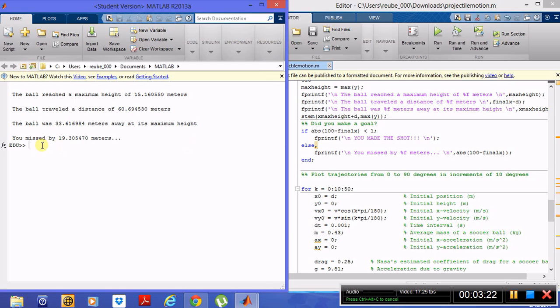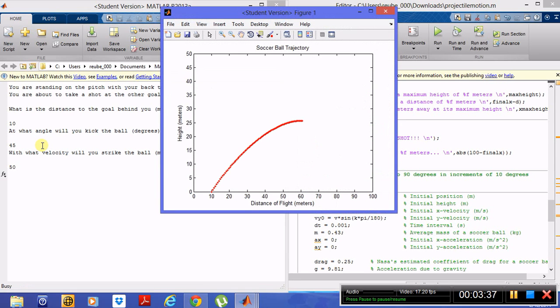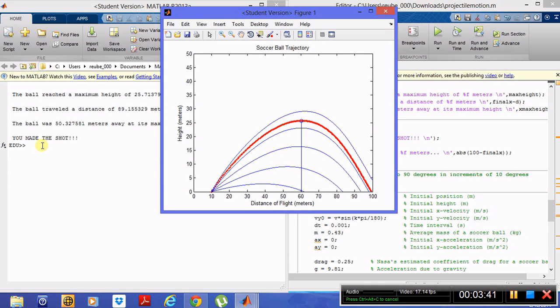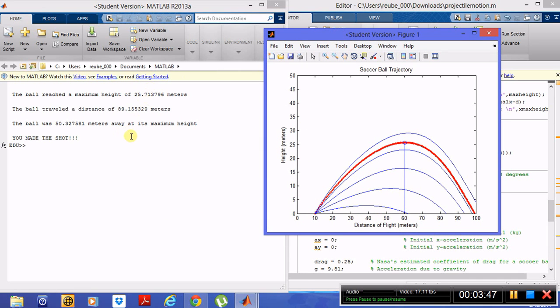Let me run it one more time with, let's see, if I figured this out earlier, if I'm 10 meters away at 45 degrees and I can actually hit it at 50 meters per second, I get this shot. And on a positive note here, I made the shot. That was nice. That was impossible, but nice. And this just tells me everything about how that shot went as well.